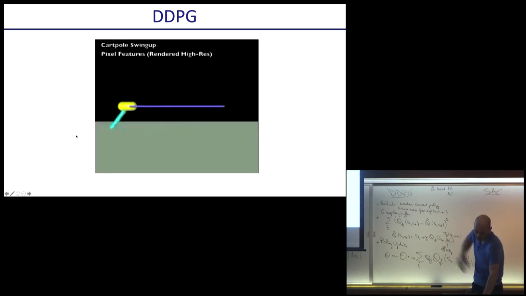Let's see, go to the pixel-based version. Here's based on pixel features, meaning it's just getting the images as input rather than the underlying state. And again, it's learned to succeed at the task.